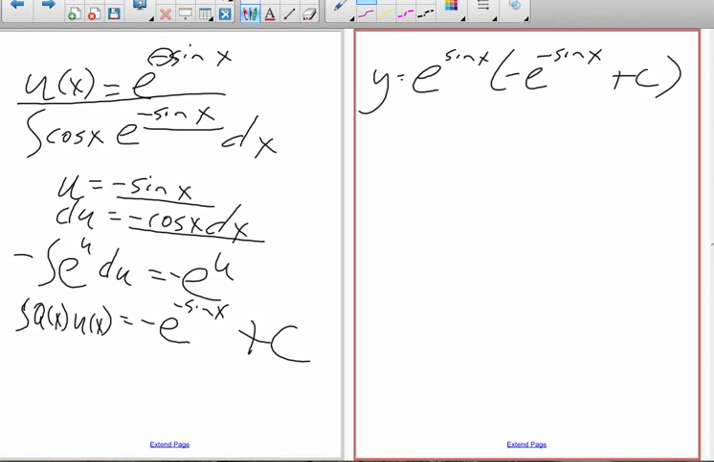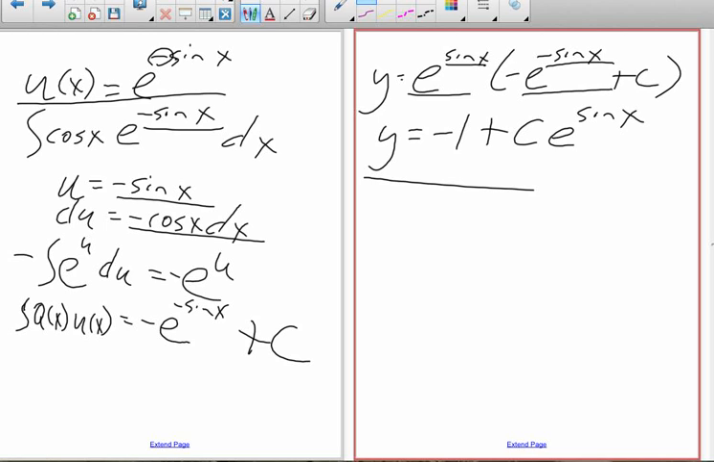And now we distribute on through. When I multiply these together, you notice I've got a sine x and a negative sine x. So that just becomes e to the 0, which is 1. So y then will be equal to a negative 1 plus c e to the sine of x. And there is our general solution.